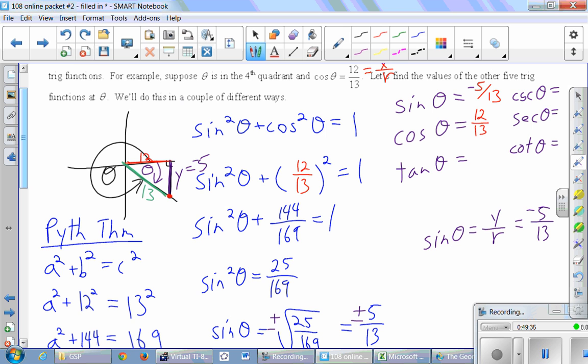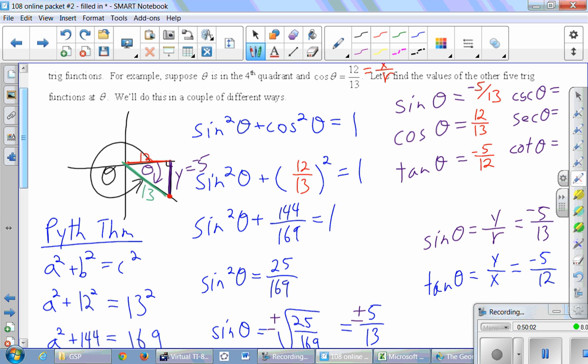Okay, and once we've got that, finding tangent should be pretty straightforward. So we know that tangent in terms of x, y's, and r's is y divided by x. And the y looking at the picture in purple is -5. The x looking at the picture in red is 12. So that's what goes for tangent theta, is -5/12.